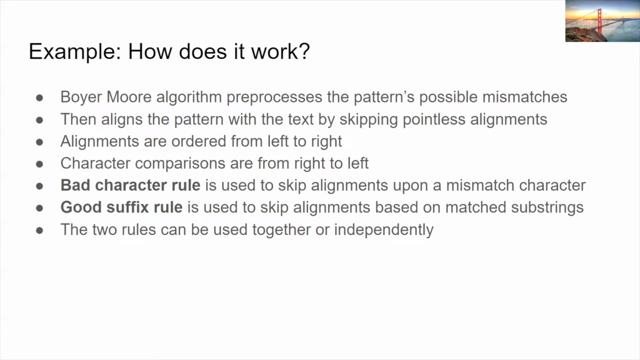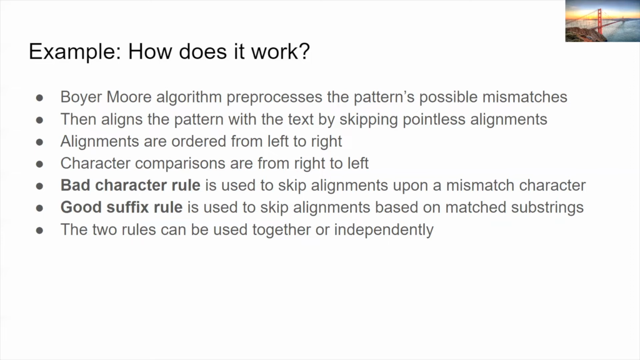The algorithm also consists of two rules, the bad character rule and the good suffix rule. The bad character rule states that if a character is mismatched, we have two choices. We either skip our pattern past that character, or we align our pattern with that mismatch character if the mismatch possibility is stored in our lookup table.